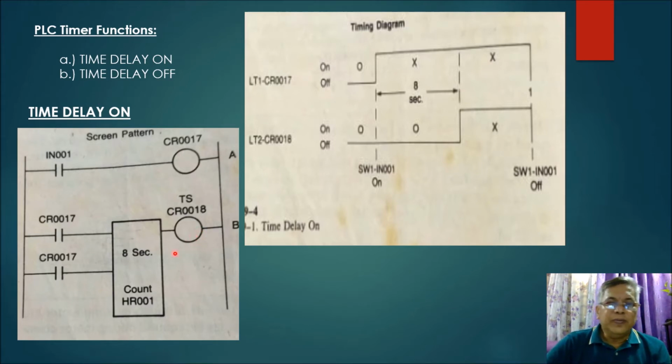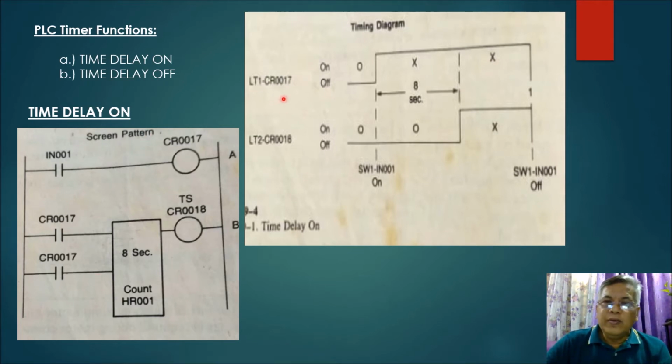Okay? Now, when you turn off your input 001, in other words, when you release your input 001, it will go back to its normally open contact. Your CR017 here will be de-energized. In other words, it will turn off. So, automatically, the CR017 internal contacts here and this one here will go back to their normal condition, which is normally open. And automatically, CR018 will also be turned off. Okay? That is how this time delay on circuit works.